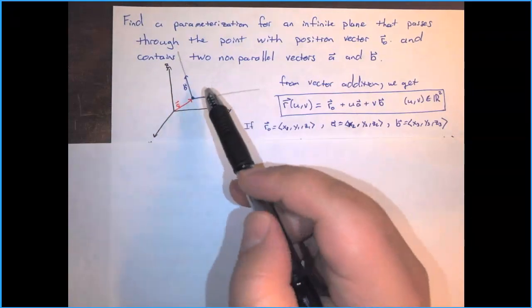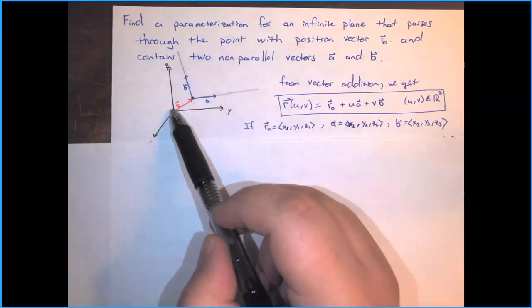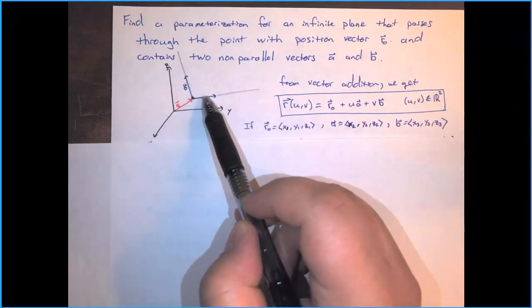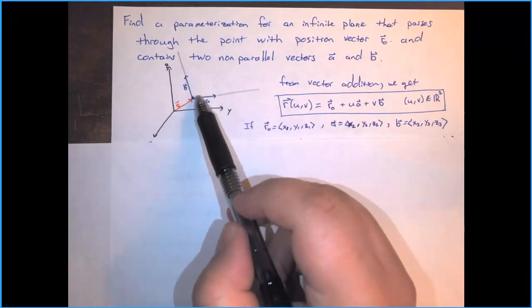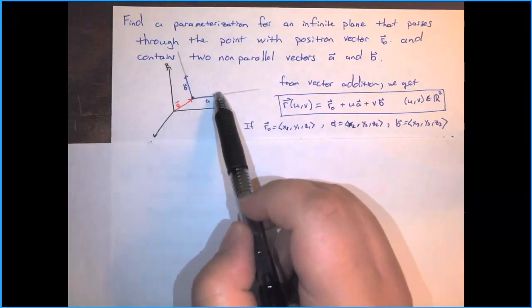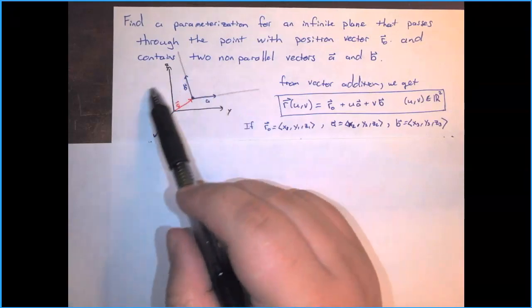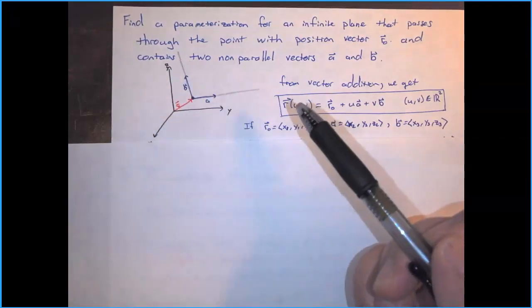And if I take combinations of multiples of a and multiples of b, I can get to any point in the plane. So let's say I start at this point, I move this far in the a direction, this far in the b direction, I can get there. I can go this far in the a direction, this far in the b direction. I can go backwards in the a direction, backwards in the b direction. And if I take all possibilities, I map out the entire plane.